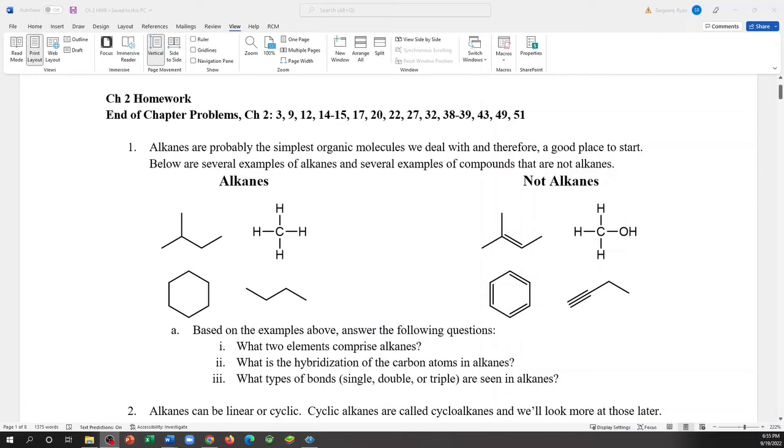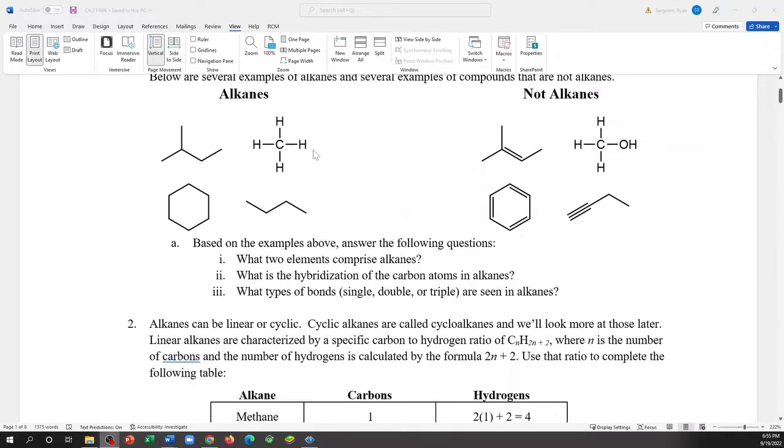For today's class, I want to walk through some alkane nomenclature and another introduction to alkanes. Here are two different groupings of molecules. There are alkanes on the left and things that are classified as not alkanes on the right. And what two elements comprise the alkanes? In other words, what are the only two elements we see here? And the answer is carbons and hydrogens. The things that are not alkanes, you'll notice that the oxygen crops up. So alkanes are composed of carbon and hydrogen exclusively.